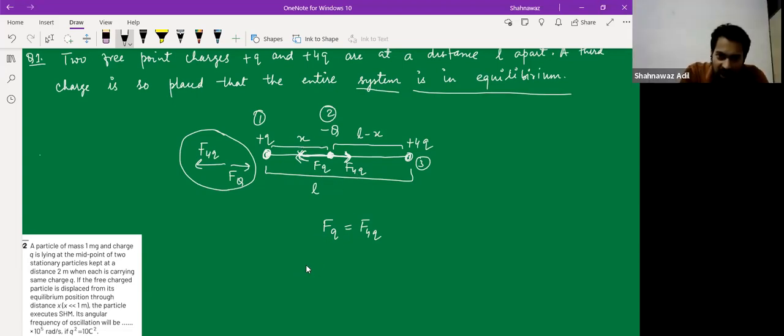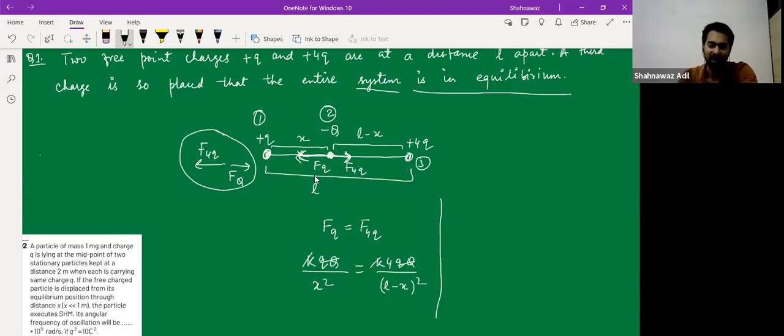So let us calculate FQ. FQ would be kQQ by X squared, and F4Q would be k4Q times Q upon (L minus X) squared, right? So K cancels, and we have, this first question would be simple, and then we will upgrade the level of the questions. So this would be 1 by X squared equals 4 by (L minus X) squared, right?